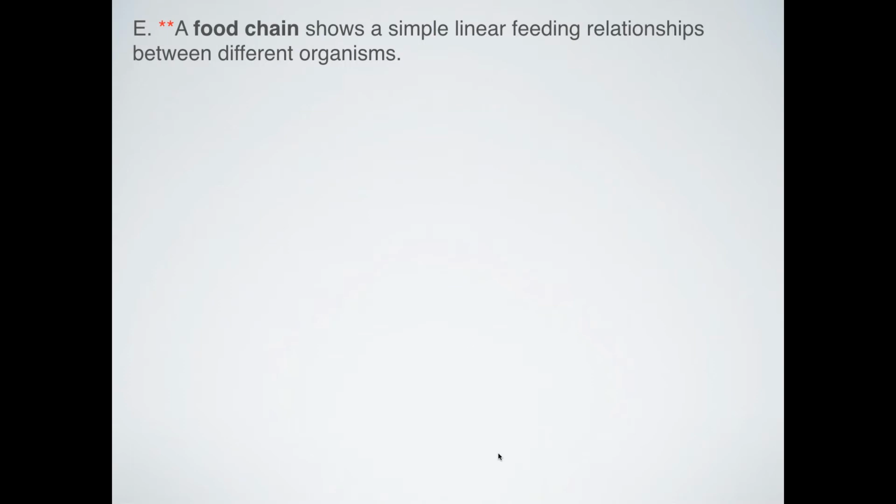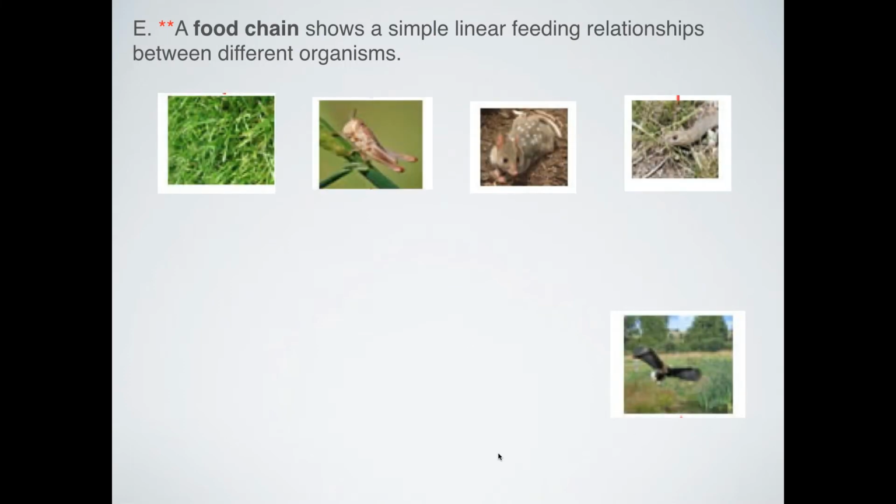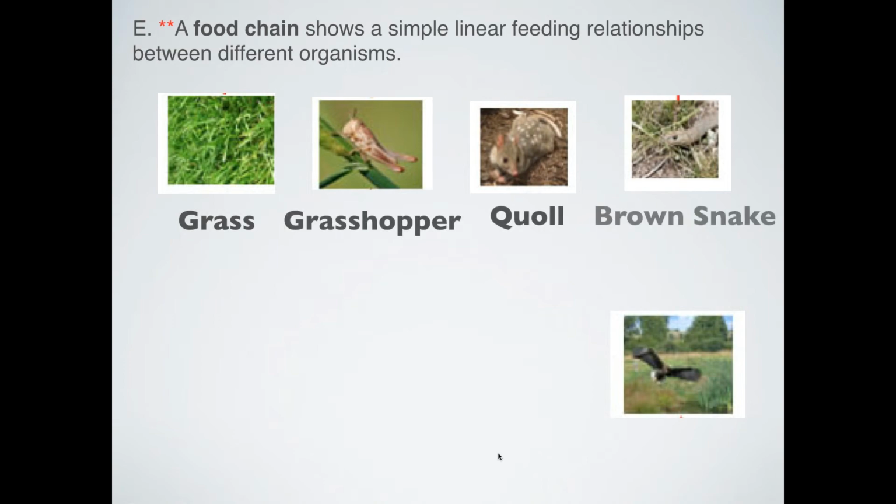So here is an example of a couple of organisms that you could put in a food chain. All right, so what's first? You could probably draw this in your notes too. So we've got some grass, we've got a grasshopper, we've got a quoll, a brown snake, and an Australian eagle. So what do we call the grass in this food chain? It is a primary producer because that is where the food chain starts.